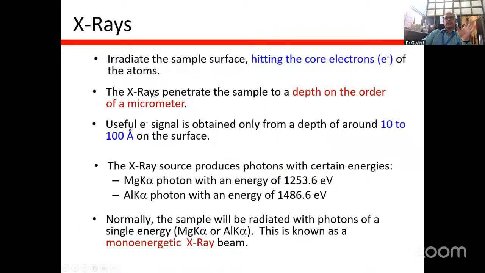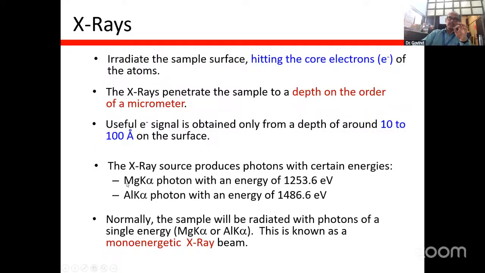So regarding XPS, this is generally how the X-ray works. It radiates on the surface and hits the core electron of the atom. The X-ray penetrates the sample to a depth in the order of some microns because it's an X-ray. However, we can get useful information from the depth of around 10 to 100 angstrom on the surface. So typically for the XPS technique, there are two kinds of targets used: magnesium K alpha and aluminum K alpha.